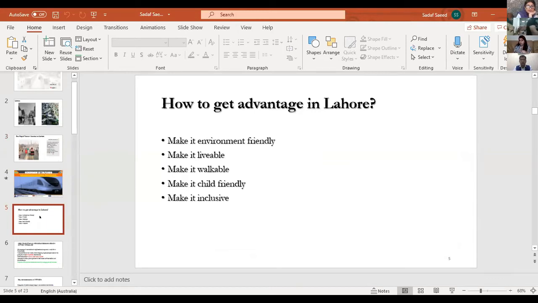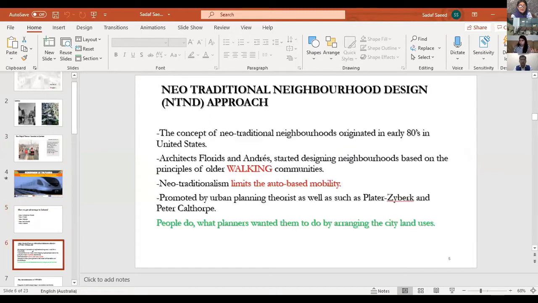My presentation basically starts from this point: how we can proceed further, how we can make Lahore more environment friendly, more livable, more walkable. What we see in Europe and other developed countries is that the focus is more on being child friendly and more inclusive, where all the communities are engaged. So taking advantage of the current situation and the past of Lahore, I found from the literature an approach called the neo-traditional neighborhood design approach. It is a common strategy to design, which started from the United States, but in modern urbanization there are options which rely on just walking and non-motorized mobility, where people are moving.